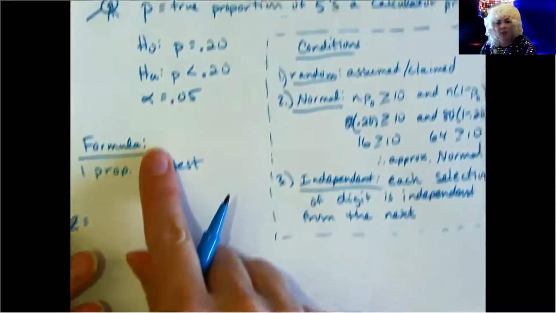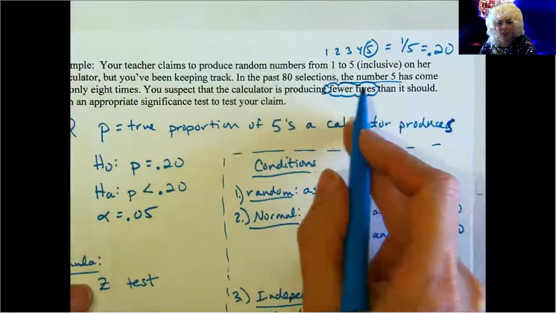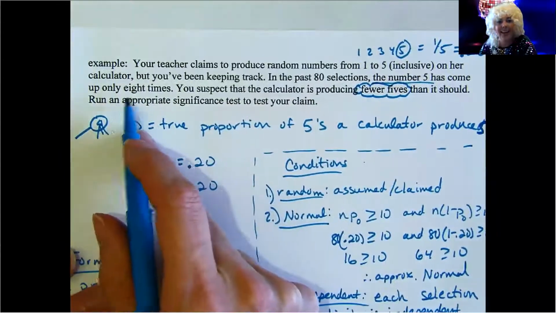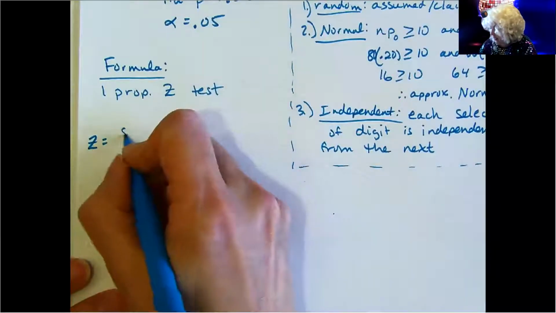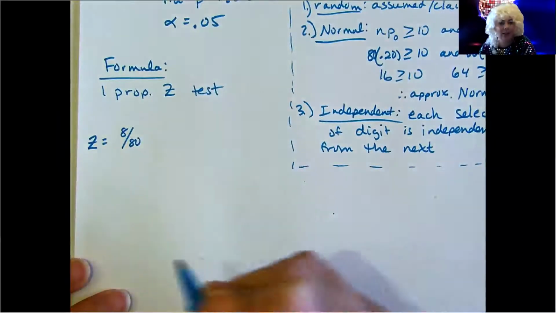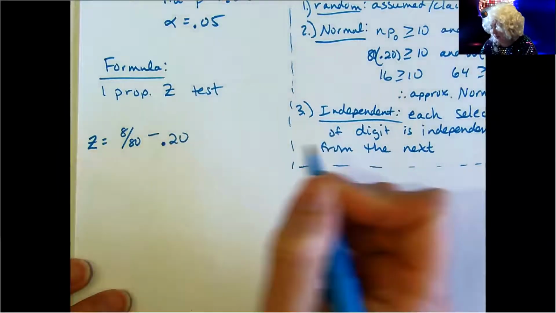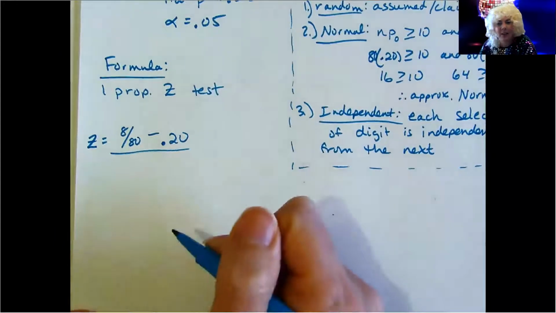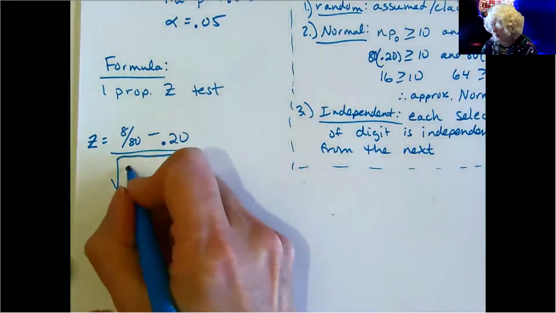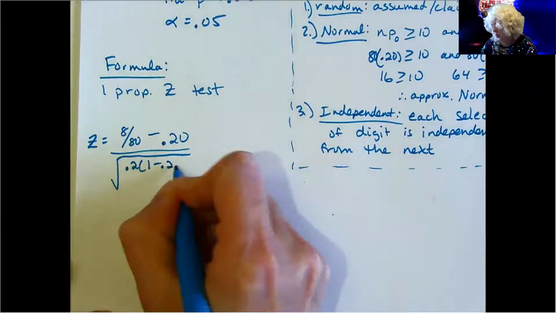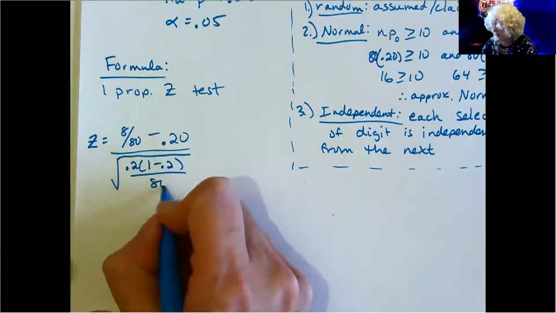Finally. All right, let's go check out what our sample was. In the past 80 selections, the number 5 has come up only 8 times. So our p-hat here is 8 times out of 80. We want to see how far away that is from the null hypothesis, 0.20, and then how many standard deviations away from the mean that would be. So then we've got our square root, 0.2, 1 minus 0.2, all over n. We did this 80 times.